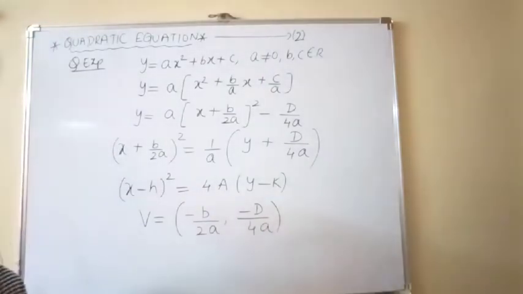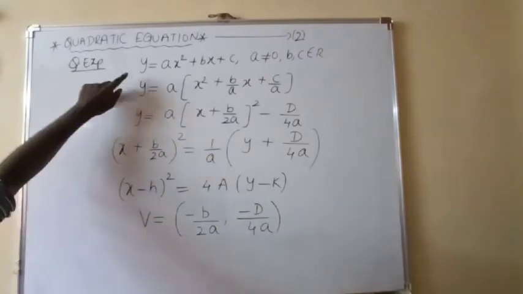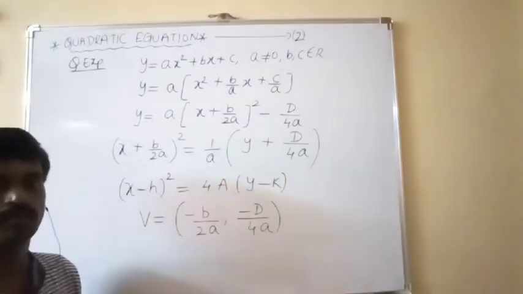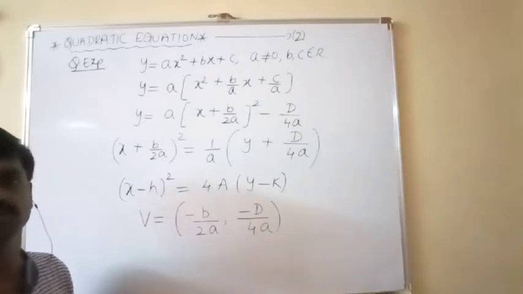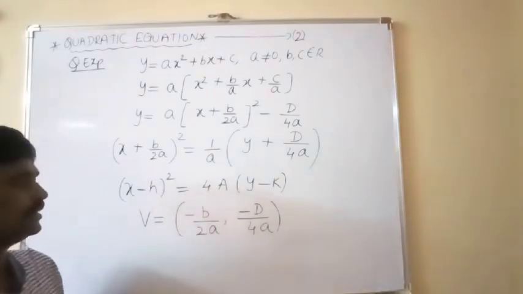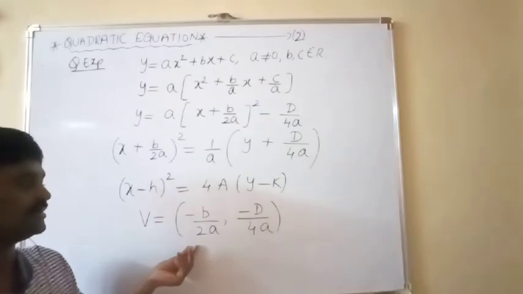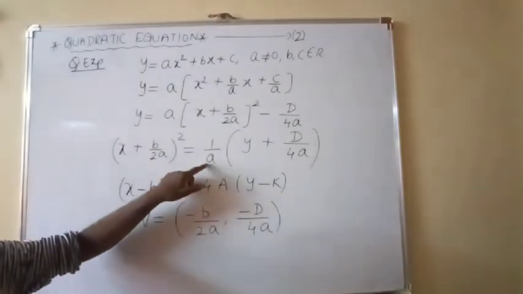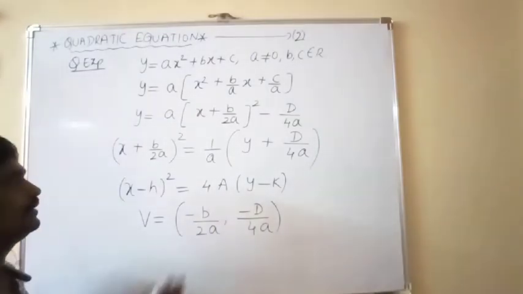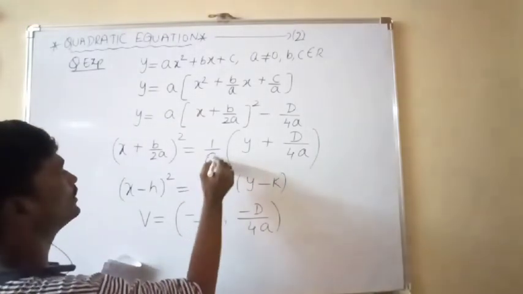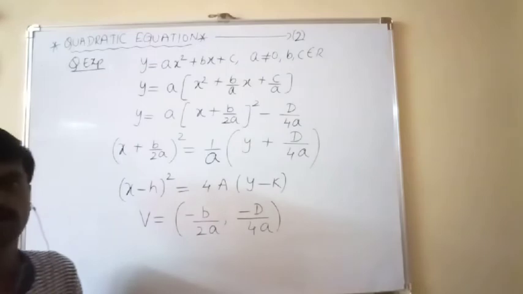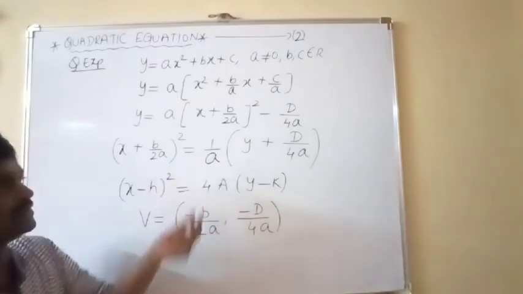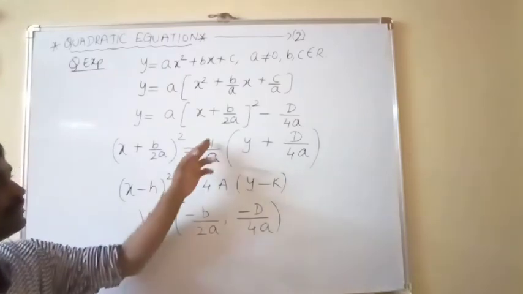So this is the vertex. The graph of this quadratic expression represents what? A parabola whose axis is parallel to the y-axis, with vertex at (minus b by 2a, minus d by 4a). Depending on the sign of a, it may be an upward parabola or a downward parabola. When a is positive, 4a becomes positive.